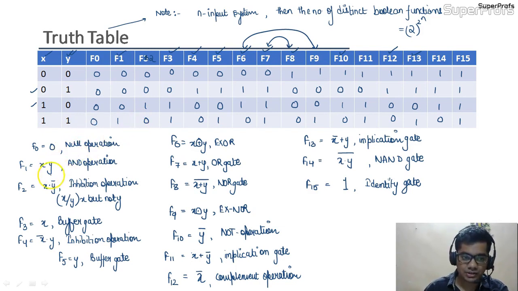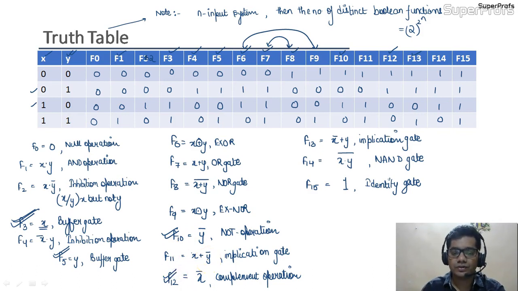The first self-dual expression is f3, because if we take its dual, the result would be x only. The second expression is y, because if we take its dual, it would remain the same. The third expression is y bar, because there would be no change in the variable, so it would remain y bar only. And the fourth expression is x bar. By taking the dual of x bar, it would remain x bar only. So these are the 4 possible expressions.